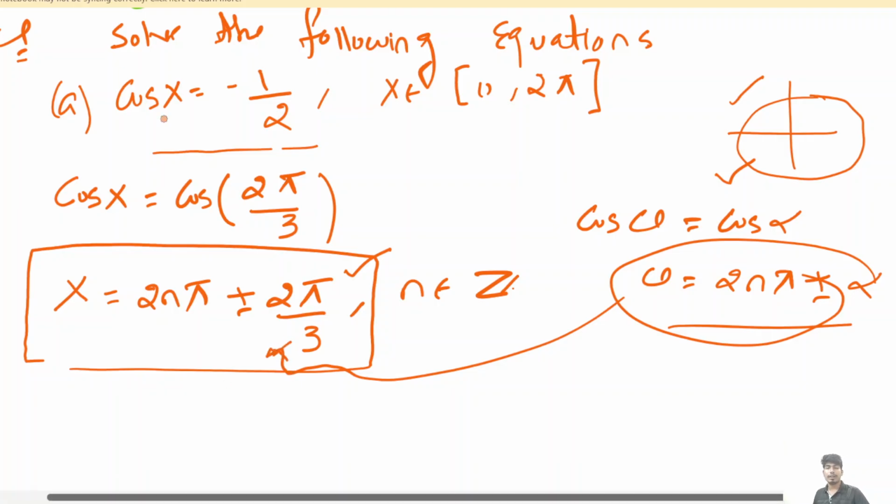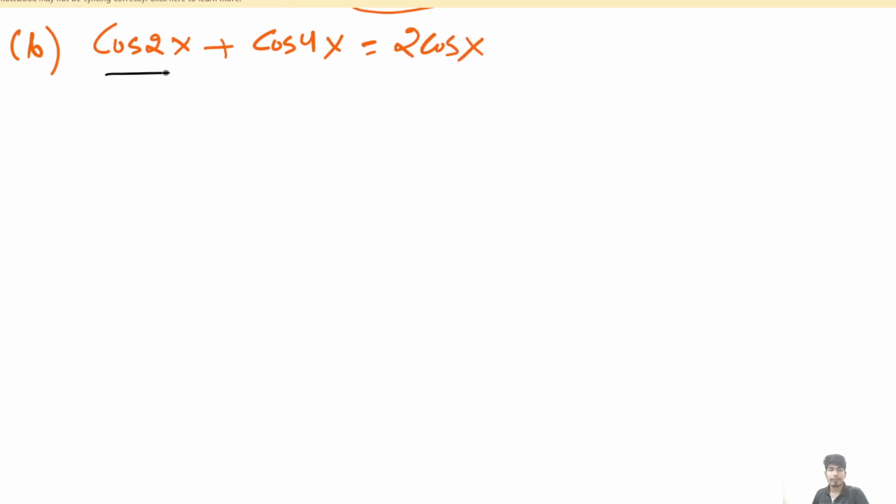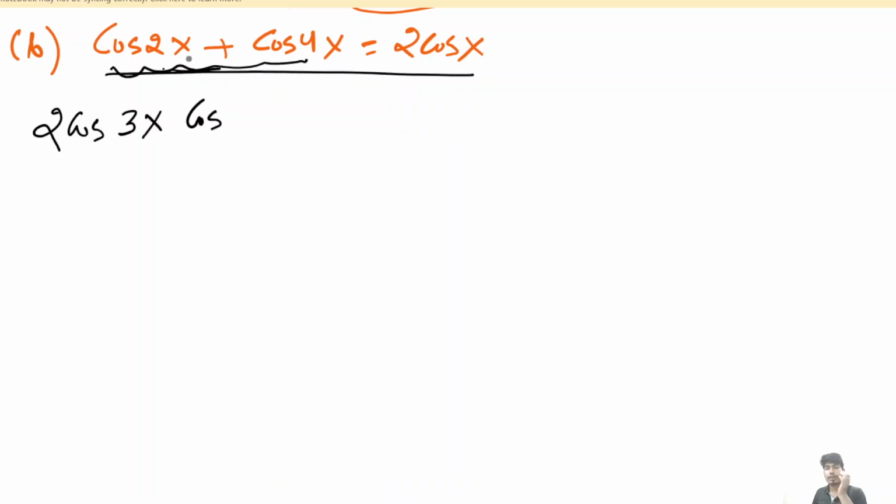Then our second question, same statement: solve the following equations. Second is cos of 2x plus cos of 4x is equal to 2 cos x. Solve this, students. Then apply the C plus D formula here. We know cos C plus cos D is 2 cos of (C plus D) by 2, meaning 2x plus 4x divided by 2. This is 6x by 2, this is 3x. And cos of (C minus D) upon 2, meaning 2x minus 4x is minus 2x upon 2, this is minus x.